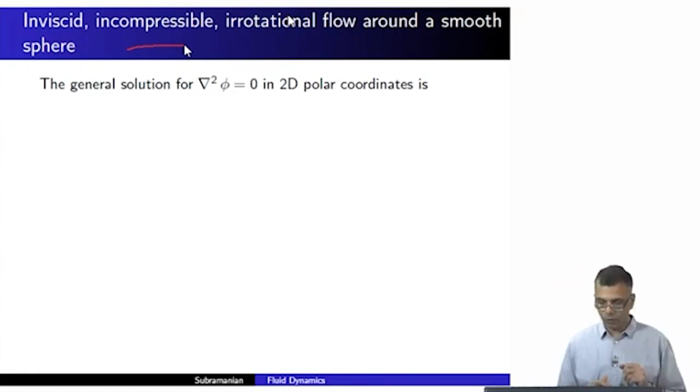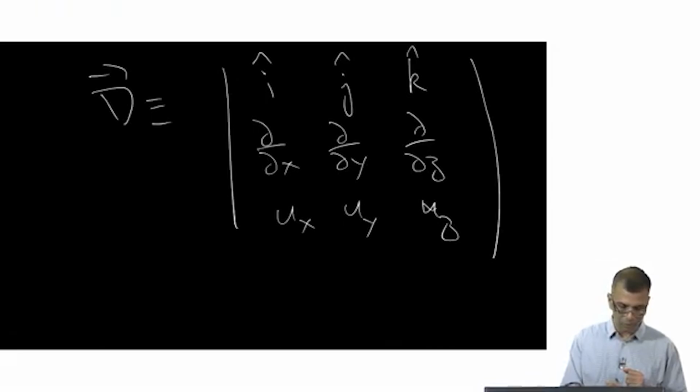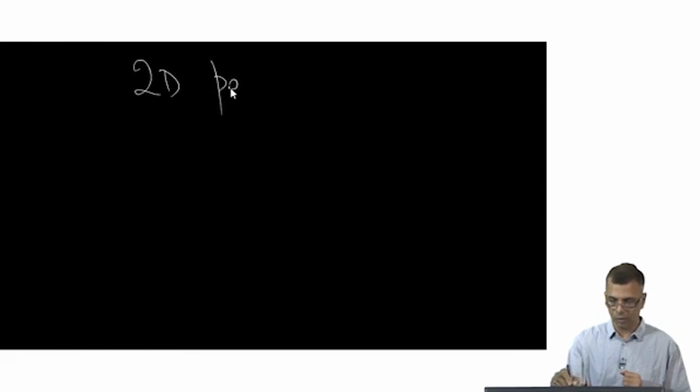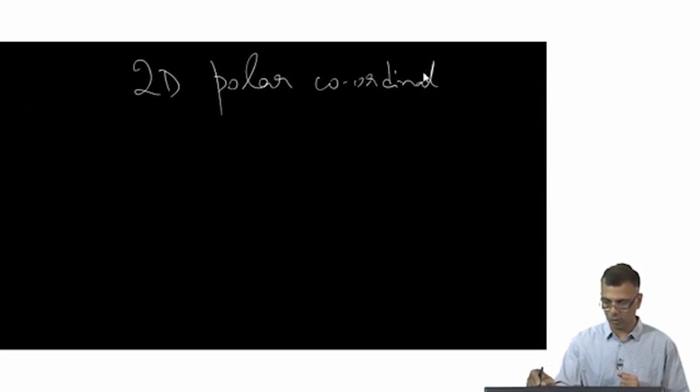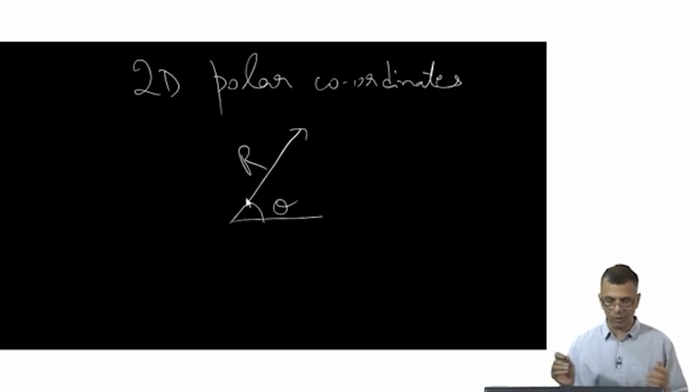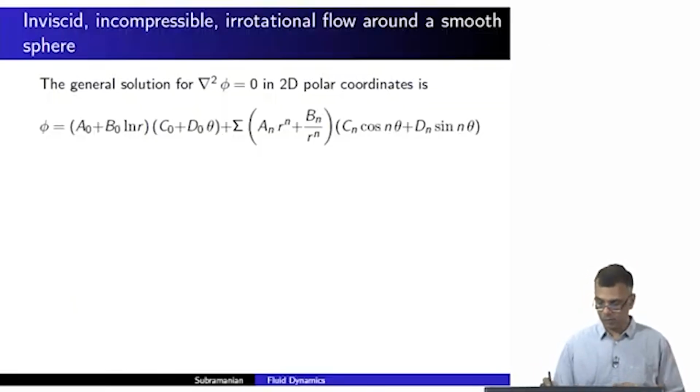Right. So now, from mathematics, the general solution for del square phi, and remember phi is the velocity potential, in 2D polar coordinates, r and theta. These are the only two things that matter. This is the general solution. I'm simply writing this down. You can find this in many places.